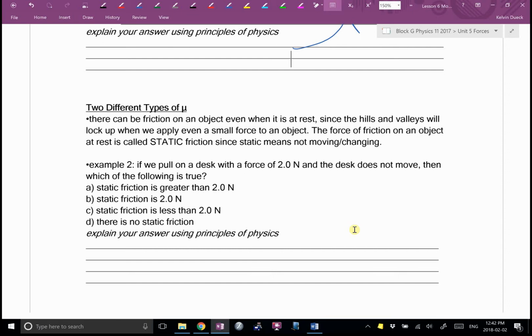So I wrote down here, there can be friction on an object even when it's at rest because those microscopic hills and valleys, they settle into each other and they interlock. This force of friction on an object at rest is called static friction. Because static means not moving or changing.